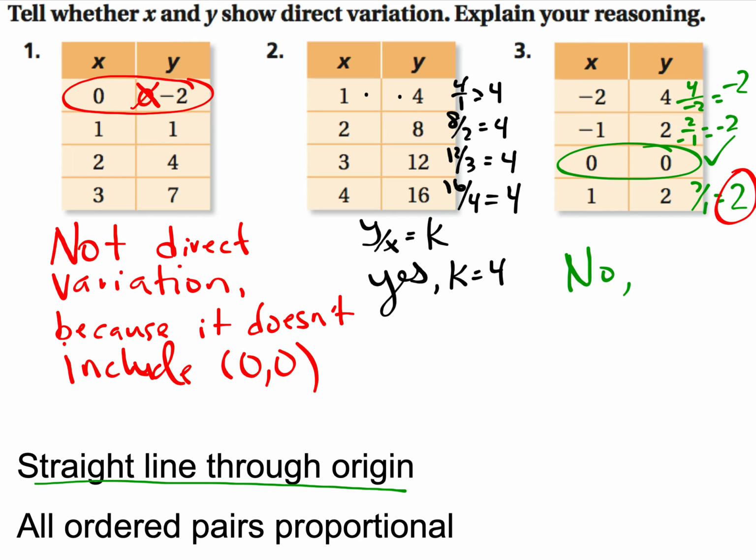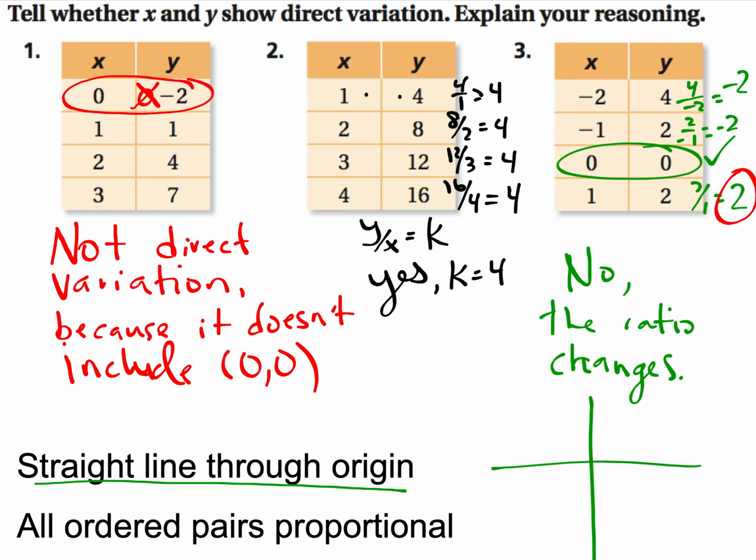So no, let's not call it the unit rate. The ratio changes. In fact, it'd probably be a good idea for us to look at what the graph of this would do. We'd have -2, 4, -1, 2, 0, 0. It's looking pretty good, and then it doesn't work on the next one because it bounces back up. So it ends up not being a straight line through the origin. It does go through the origin, but it ends up kinking at the end there. If this point had been down here instead at 1, -2, then it would be direct variation.